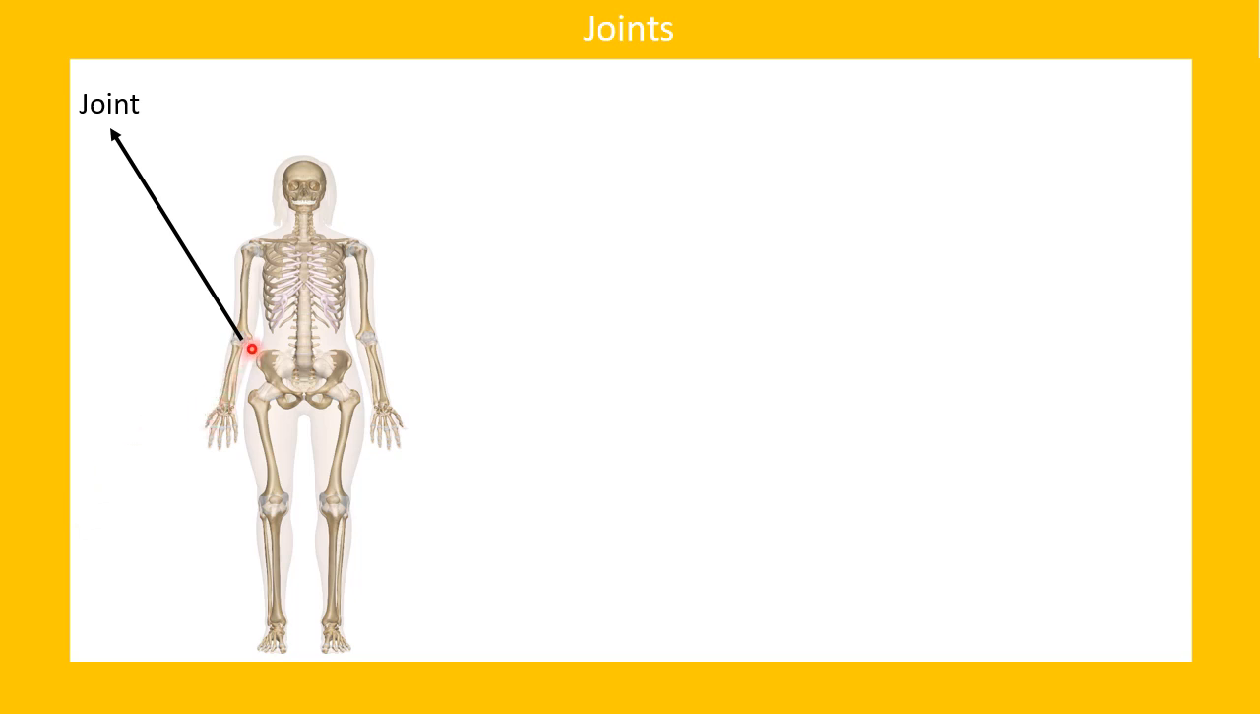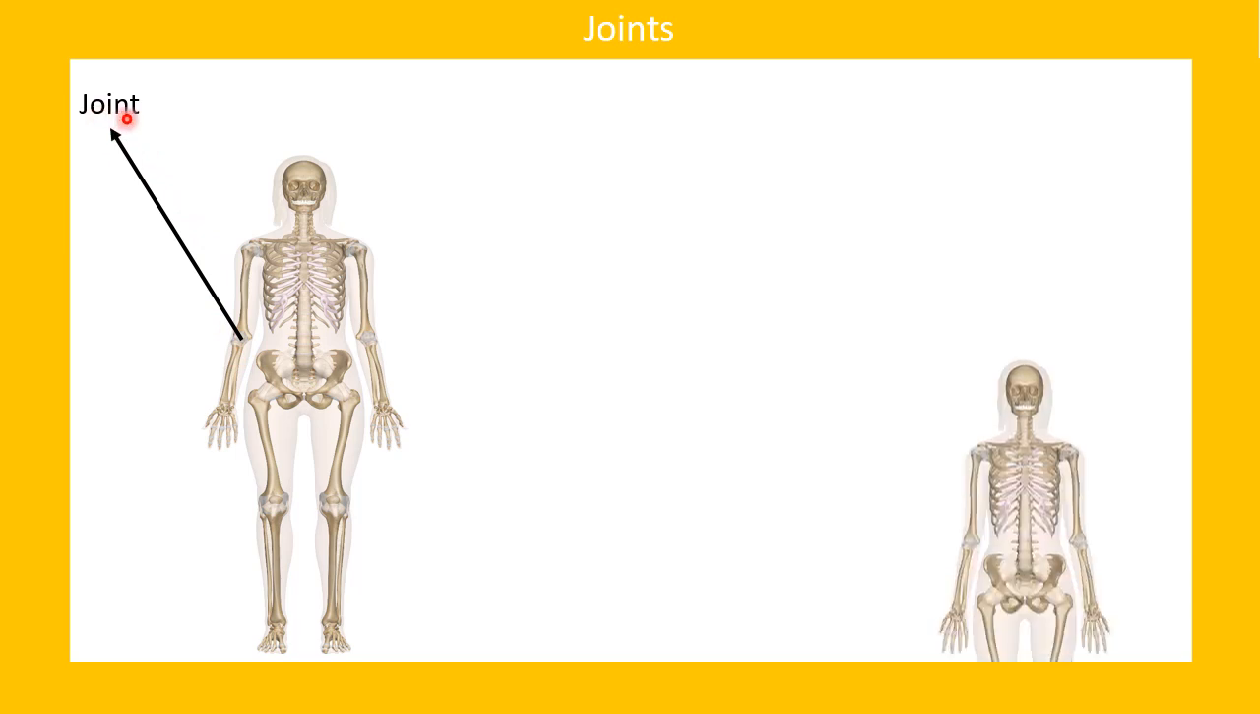In our elbow there are two bones meeting, one is the upper part and the other is the lower part. These bones meet at a central place which is known as a joint. So let's move on.